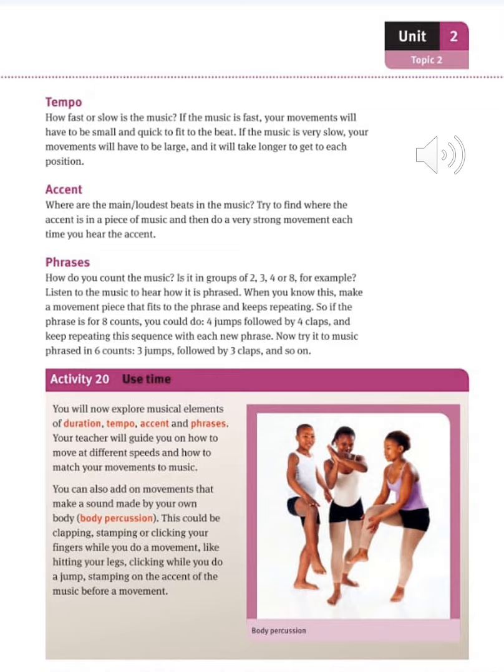Now try it to music phrased in 6 counts. So if it's, for example, 6 counts, we would do 3 jumps followed by 2 claps. If it's 4 counts, maybe we'll do 2 jumps and 2 claps, and so on and so forth.